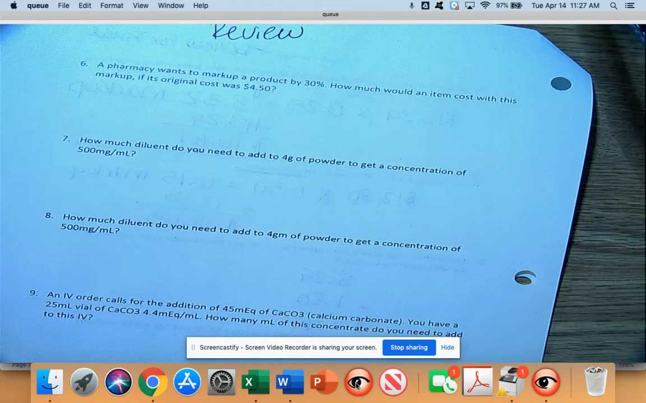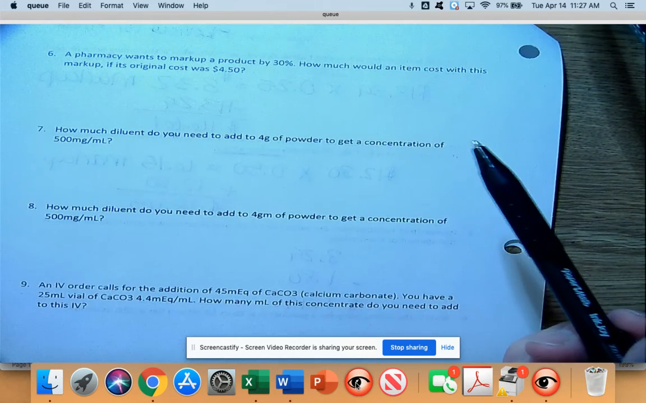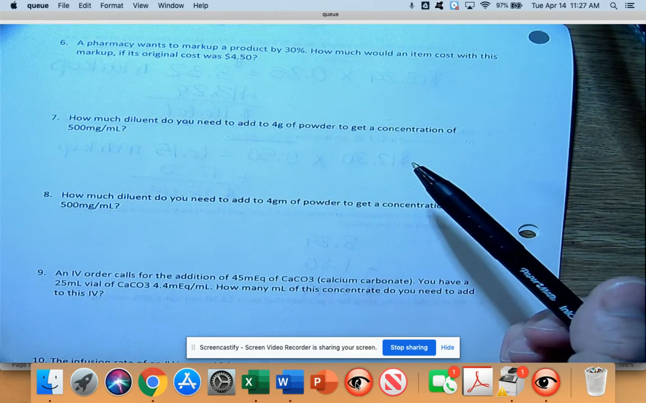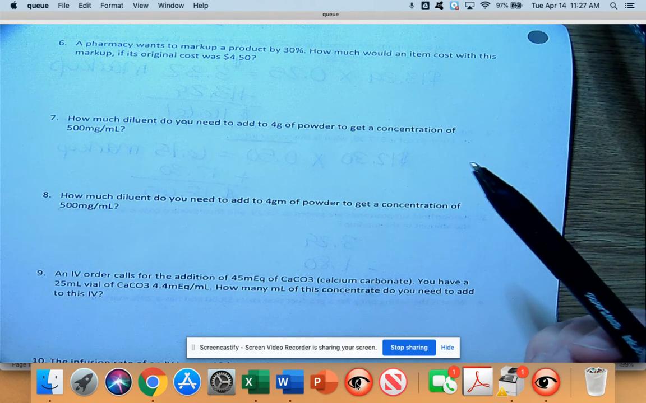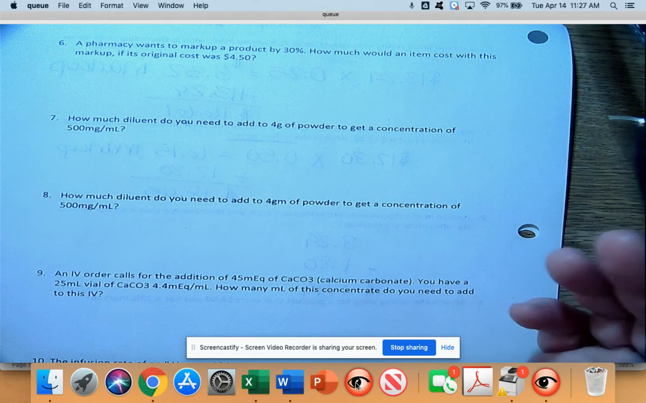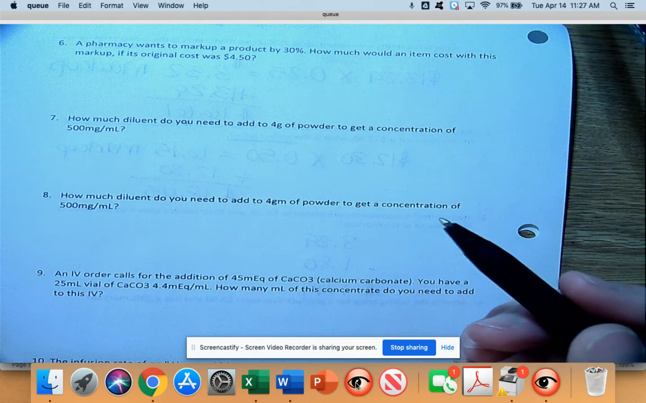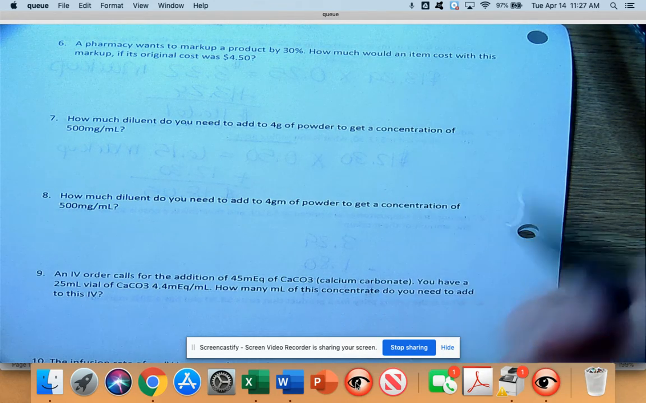So let's just look. I'm going to skip number 6 because it's a question just like we just worked. Number 7, let's go ahead and look at it. It says, how much do you need to add to 4 grams of powder to get a concentration of 500 milligrams per ml? This is kind of confusing, and it's a partial problem compared to what we've worked. But here's the hint.